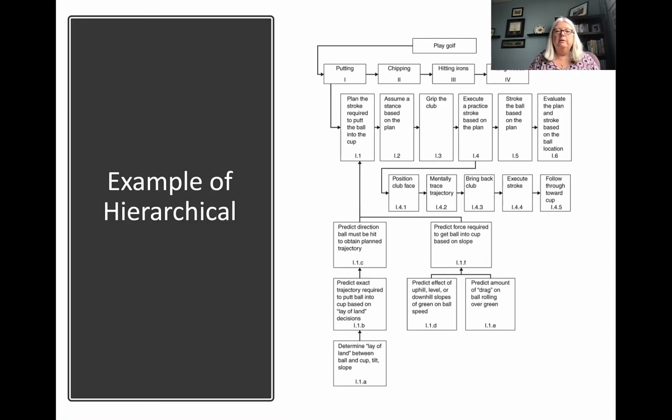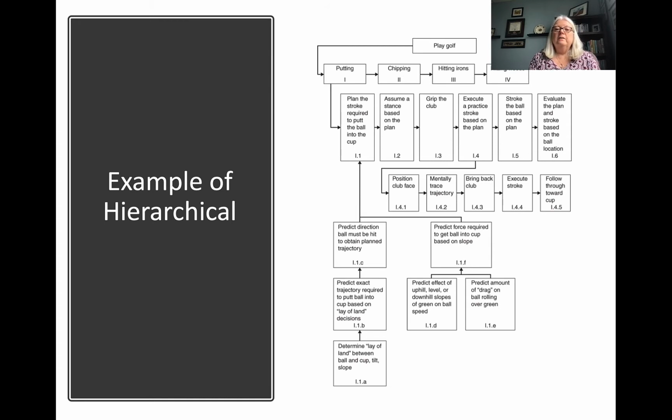Here's an example of a hierarchical goal. This happens to be a psychomotor goal, play golf. We've identified 5 goal steps: putting, chipping, hitting irons, hitting woods. If you look at the first one, putting, we've identified sub-skills for putting. The first is to plan the stroke required to put the ball into the cup. Then we go on to say, after that, we assume a stance based on the plan, grip the club, and so on and so forth.